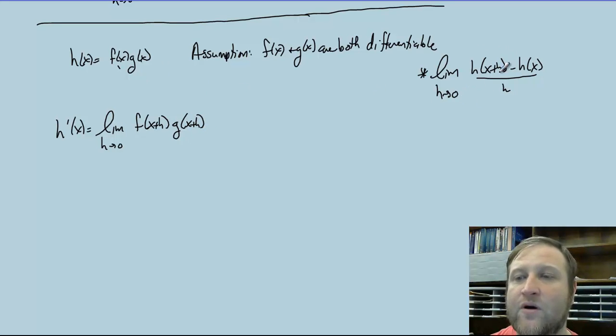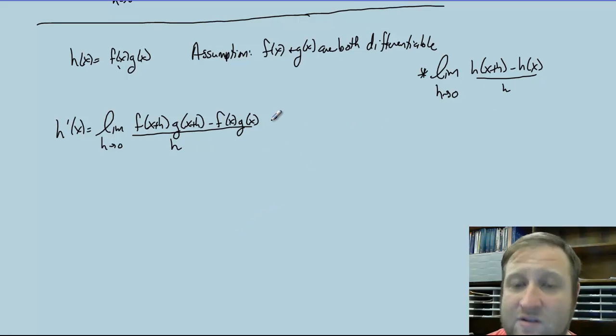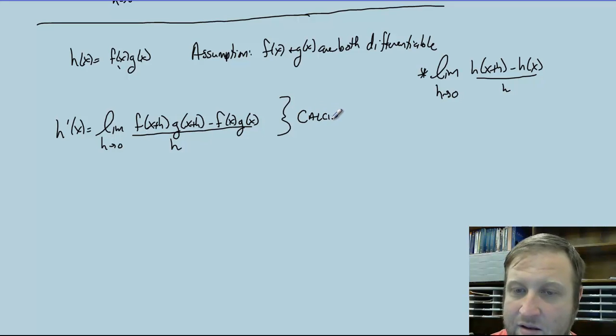plus h. Everywhere I see an x, I'm going to have to plug in an x plus h. So this is the first part, h of x plus h, with our original x plus h values plugged in. Now we have to subtract our original function, f of x times g of x, and this is still all over our value of h. So this, ladies and gentlemen, is the calculus.